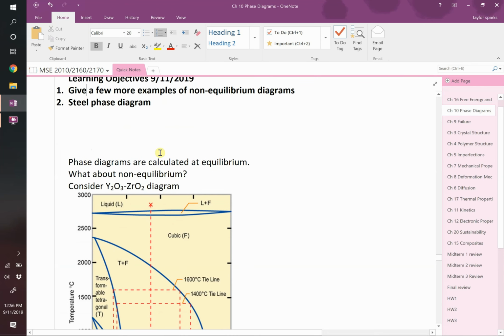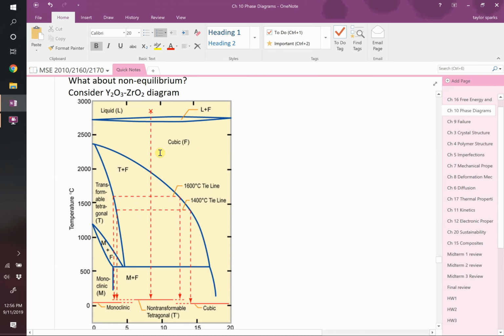I'm going to say a little more about non-equilibrium phase diagrams because the assumption up until now is that these phase diagrams are pretty handy, right? They tell you where you can find different phases, and that's pretty awesome. The whole catch, though, is that it assumes that you can reach equilibrium, and that's hard to do sometimes.